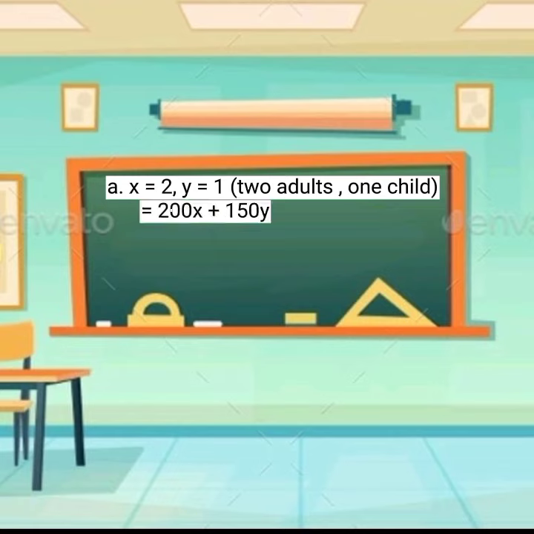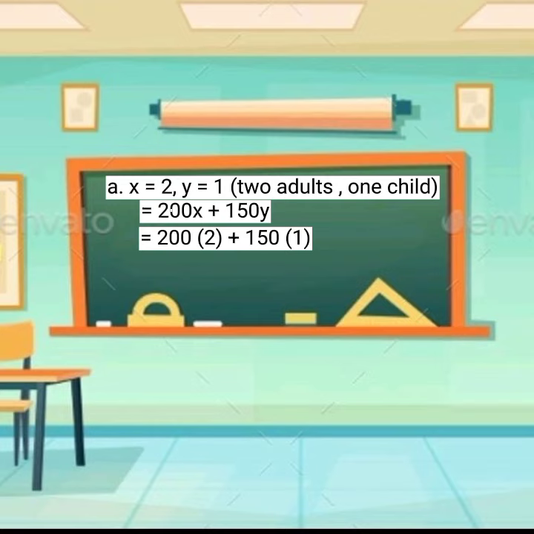Using the expression 200x plus 150y, we just simply substitute the number of adults and number of children. So, since we have the expression 200x plus 150y, just simply substitute the value of x, which is 2, and the value of y, which is equal to 1.